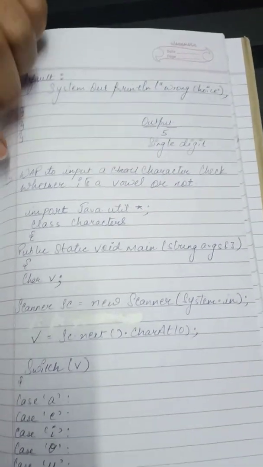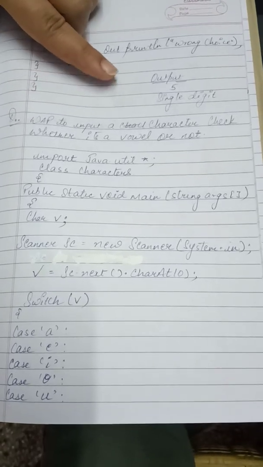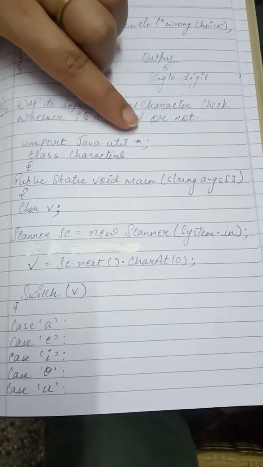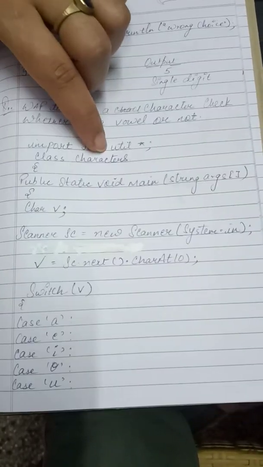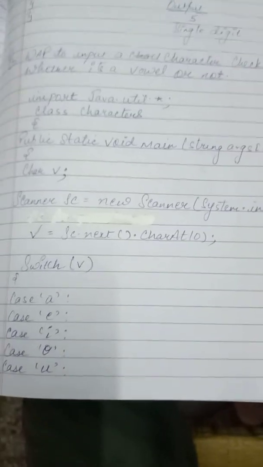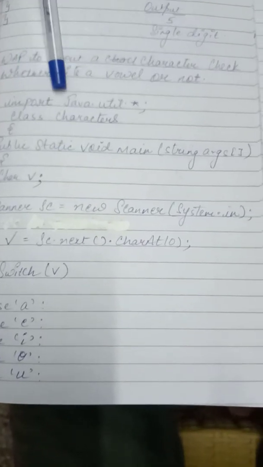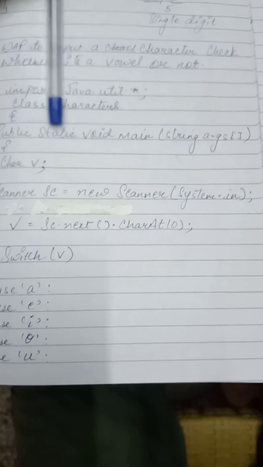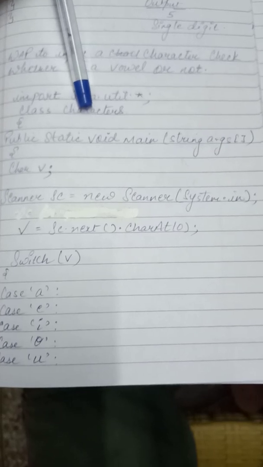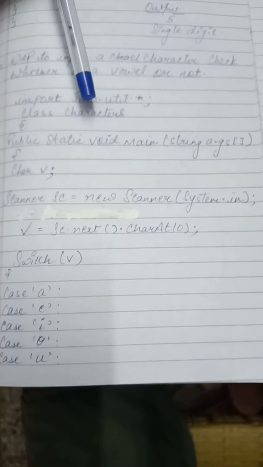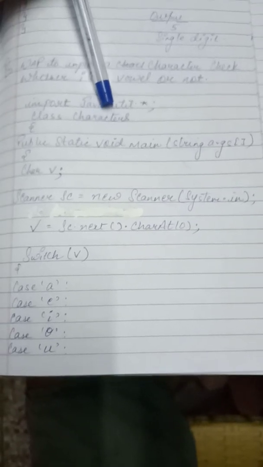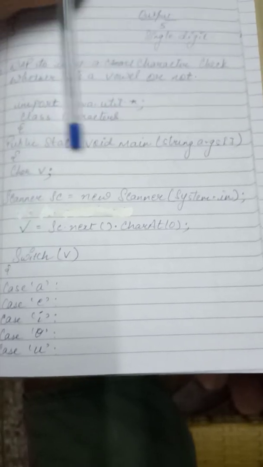Now next example: write a program to input a character and check whether it is a vowel or not. Import java.util.* class Characters, public static void main String args. Before moving forward, I just want to discuss the class name. I have taken Characters here. I could have written Character also, but it is a wrapper class and it is kind of a keyword. So your class name cannot be a reserved word or a keyword. That's why I have put s over here to make it a valid class name.